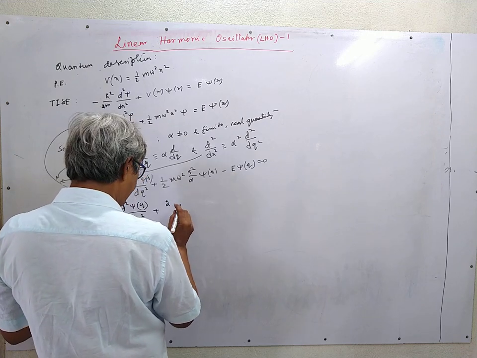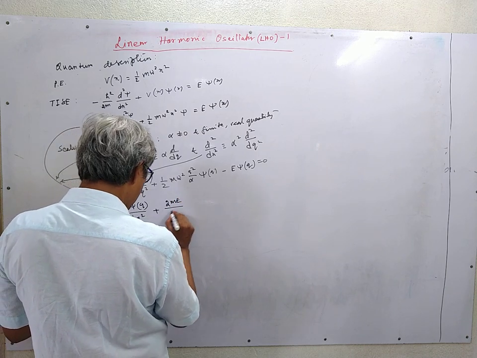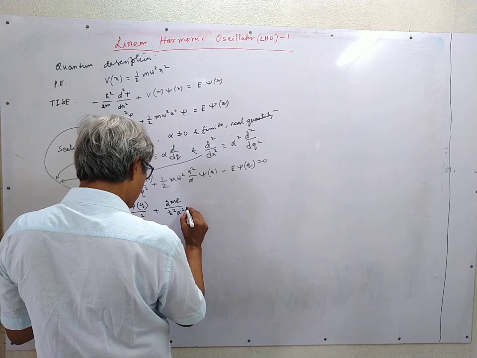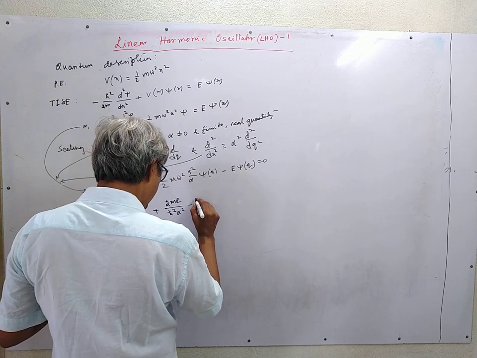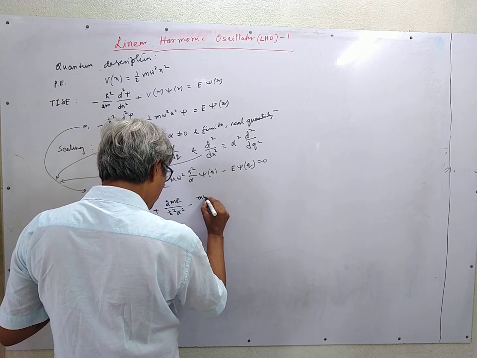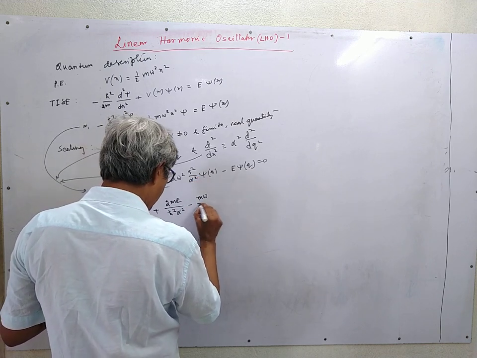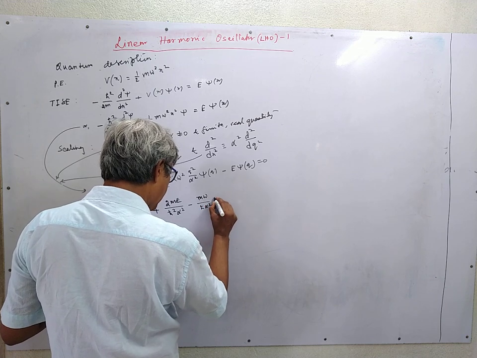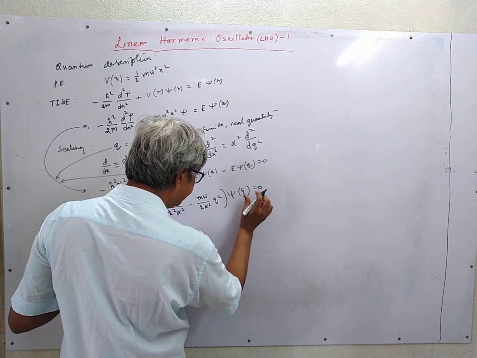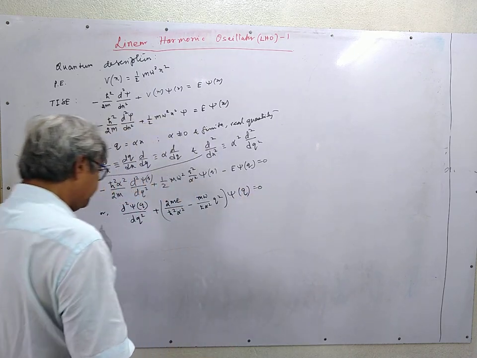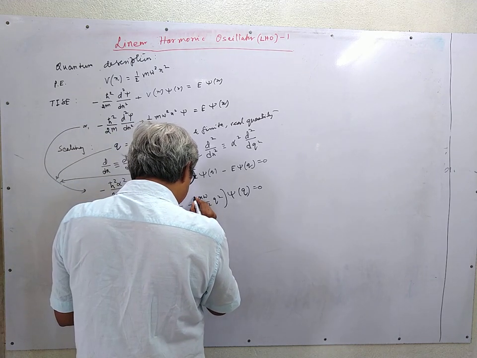In this term we write twice mE over h-bar squared alpha squared, minus m omega over h-bar alpha squared q squared, psi of q is equal to 0. Now the choice of alpha is entirely at our discretion.